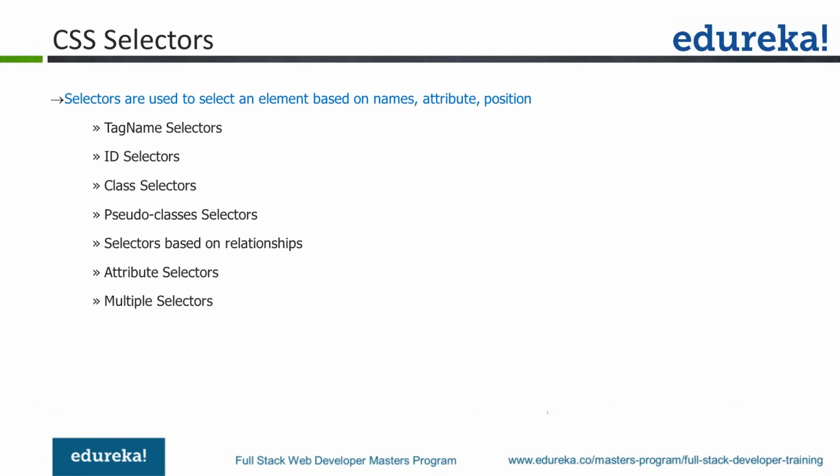Now tag, ID and class tend to be the most popular ones, but then there are more. There are a lot of ways in which you can set selectors. There are pseudo class selectors, there are selectors based on relationships, that is the parent-child relationship. Then there are attribute-based selectors, and then there are multiple selectors as well. So for now, I think we can focus on the top three, that is tag, ID, and class. But I think even selectors based on relationships tend to be commonly used as compared to the other ones.